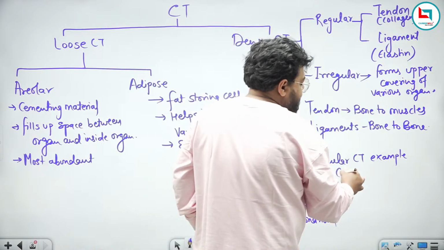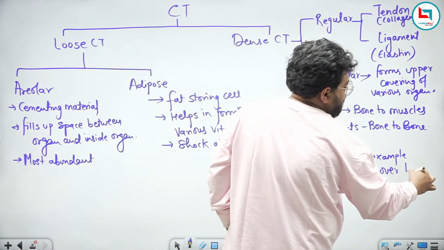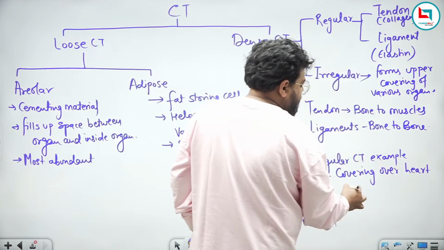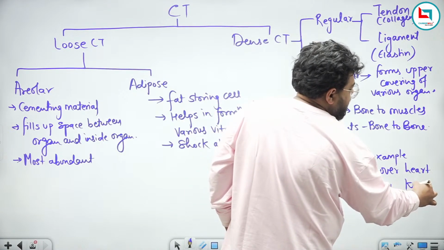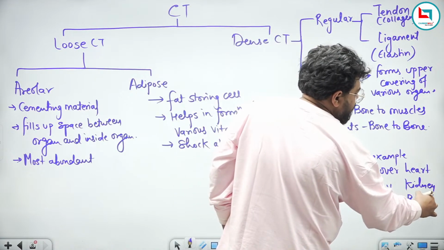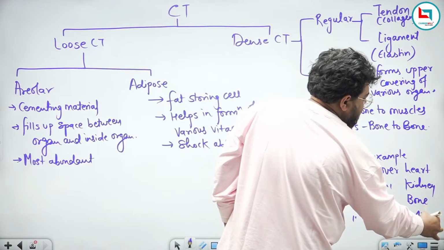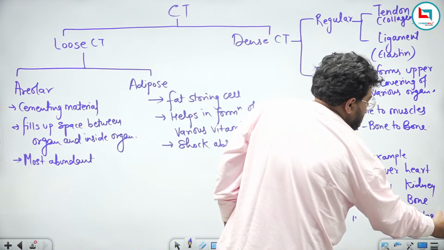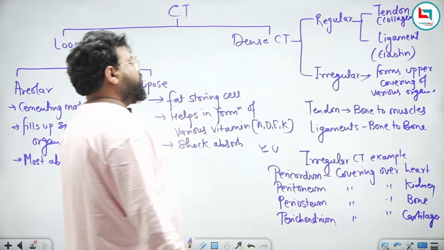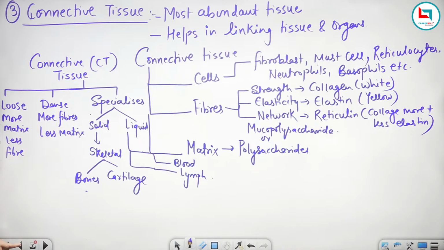So it is covering over heart, covering over kidney, covering over bone, covering over cartilage. So these are the irregular connective tissues, dense connective tissues. Is that clear?